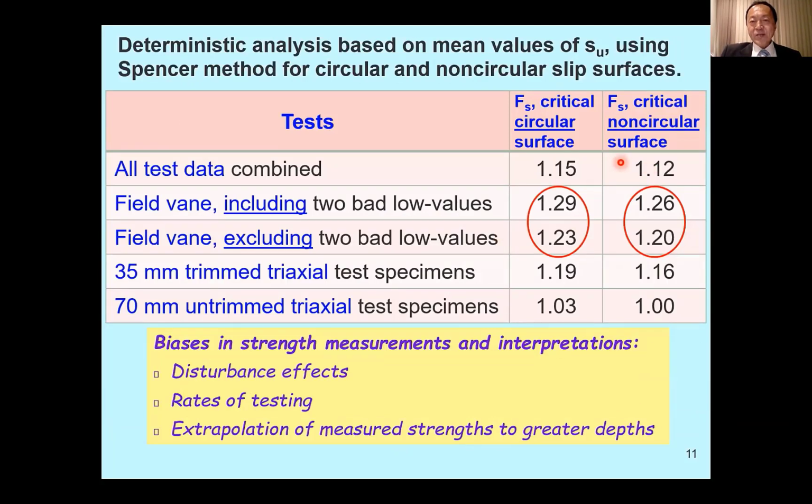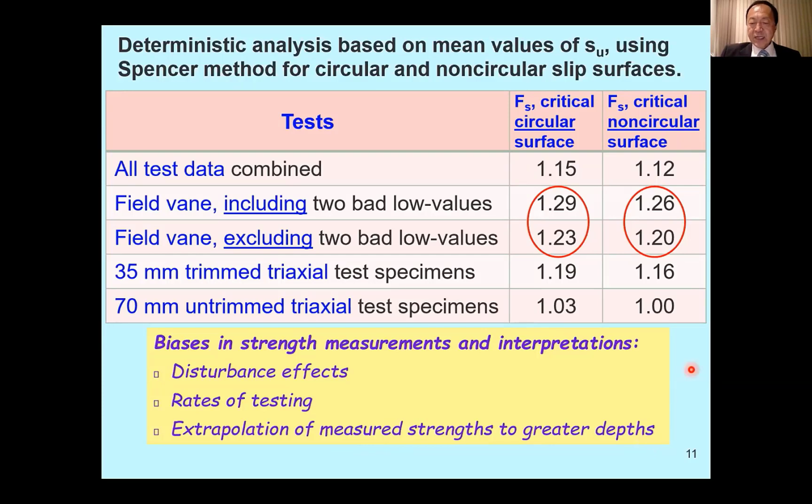Anyway, the factor of safety for circular and non-circular surface: non-circular is slightly lower. And also you have the apparent paradox. How come including the two bad low values at the top, you end up with a higher factor of safety? Because of the extrapolation. So bias in strength measurements and interpretations can affect the factor of safety calculation: disturbance effects, rates of testing, and extrapolation of measured strengths to greater depths.